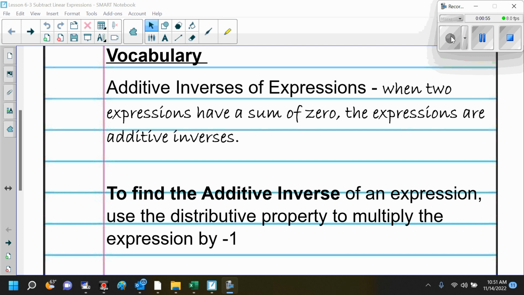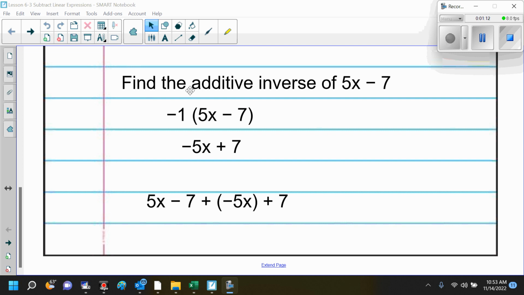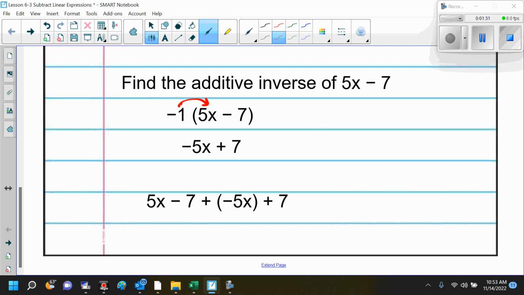So to find the additive inverse of an expression, we're going to use the distributive property to multiply that expression times a -1. Make sure you write down that sentence also. So here, for example, if we're going to find the additive inverse of 5x minus 7, you don't have to write this part down because we're going to write down some examples. 5x minus 7, we're going to use the distributive property here and multiply that expression times a -1. So when we distribute, we're going to multiply -1 times everything inside the parentheses.